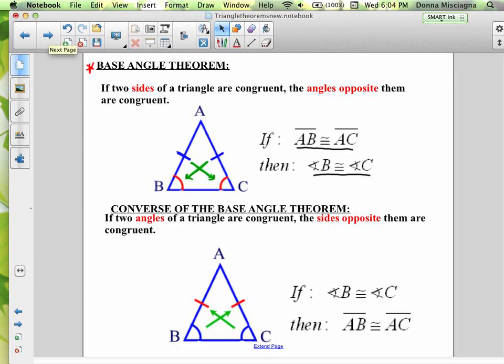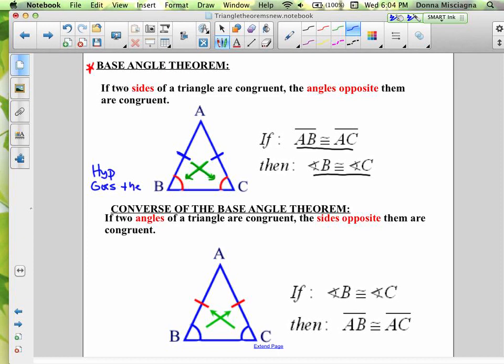The converse of the base angle theorem, so converse, remember, just goes the other way. Okay, so it just goes the other direction. And what goes the other direction? Our hypothesis. I should be specific. So our hypothesis goes the other direction. And that's just what converse means.